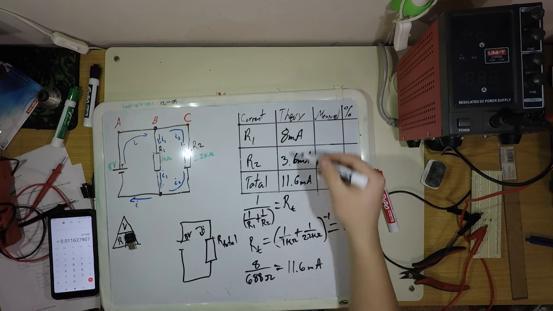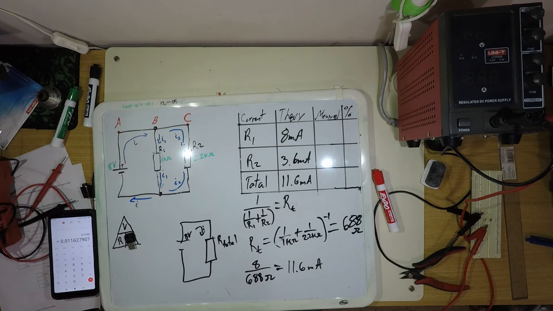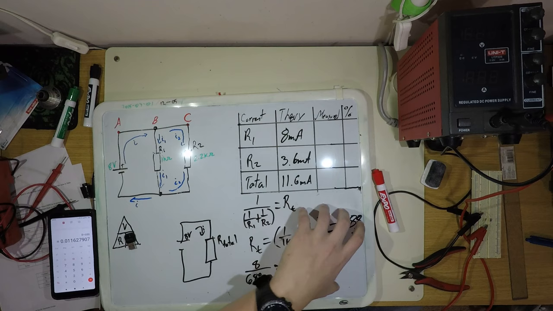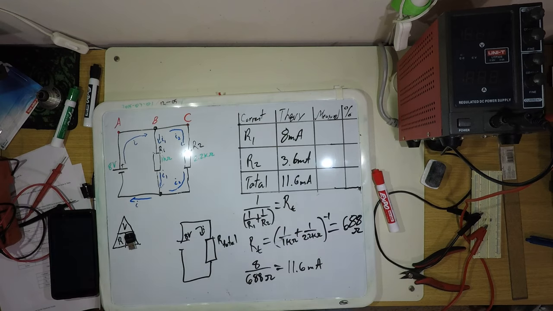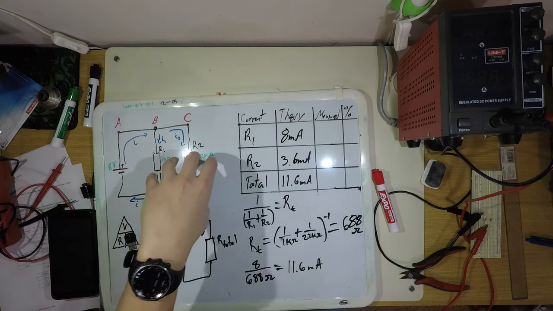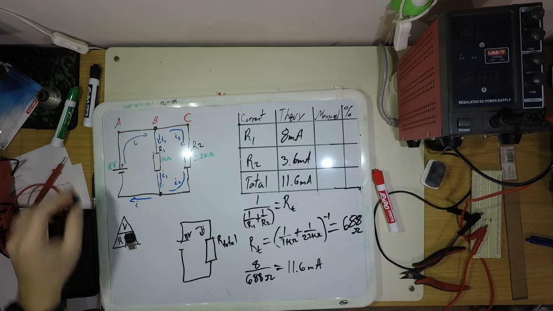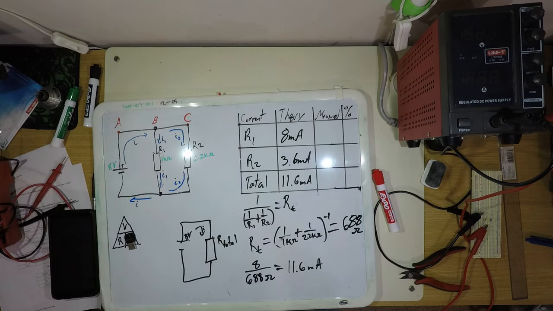Do you notice how these two also add up to that? That would have been the easier way of doing it, but this is important to know. Just know how to add resistors in parallel, and the difference between series and parallel. If some things are in parallel, it means that they are dropping the same voltage. If some things are in series, it means that they have the same current through them.